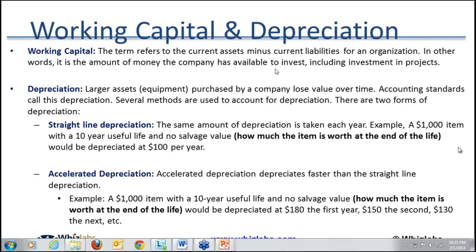The cost baseline is the same. If there is a huge difference, the project may not even get approved for the execution phase. So that's the working capital which the company has to invest on the project.